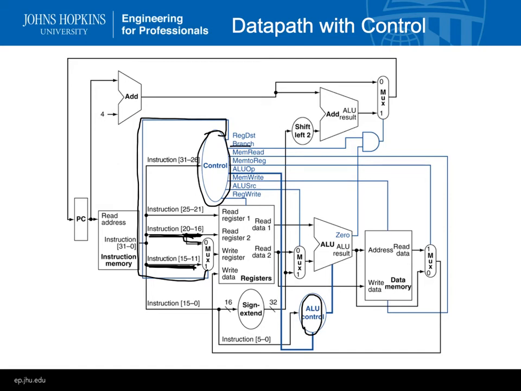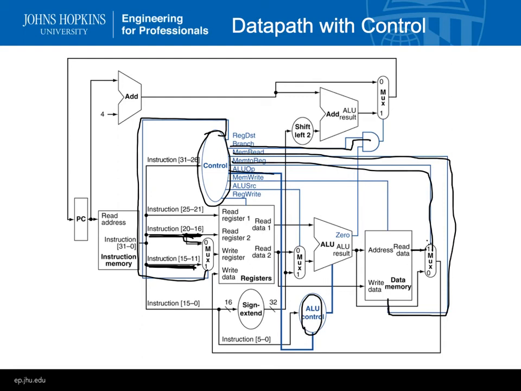If I'm doing a branch, I have to send this control signal, which tells me it's a branch on equal. If I'm doing a load word, I'm reading from memory. If I'm sending a value from a register to memory, that's a store word, and I'm going to send a 1 to here to tell it it's a store word.